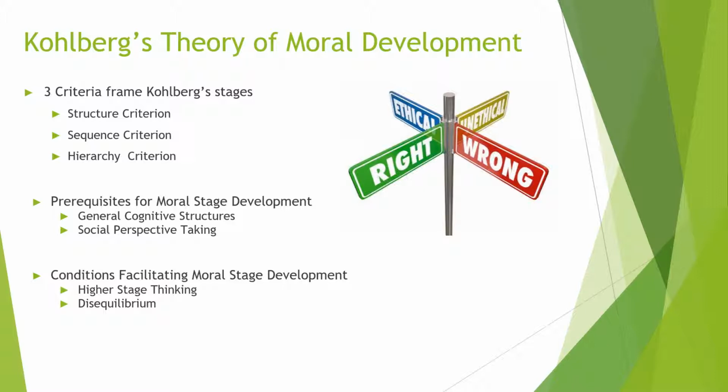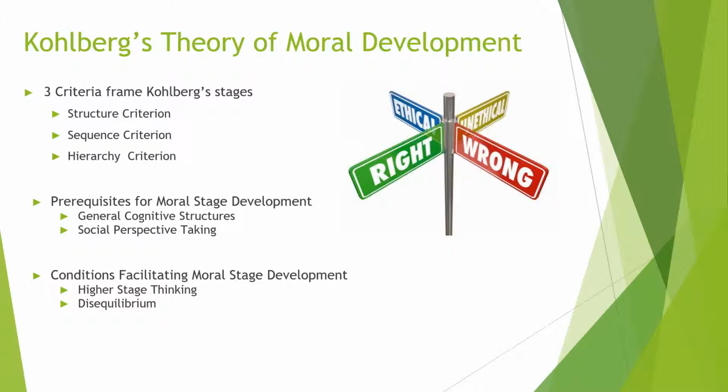So next, there are two domains of cognition in moral decision making. The first is general cognitive structures, and the second is social perspective taking. These are also known as the prerequisites for moral stage development.